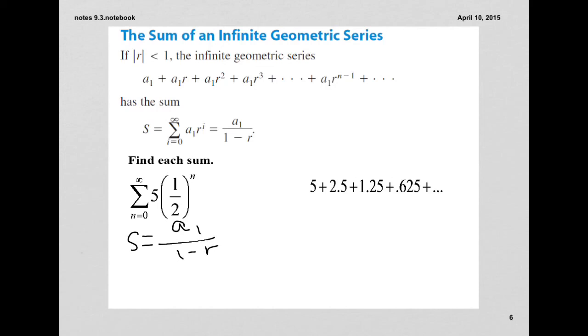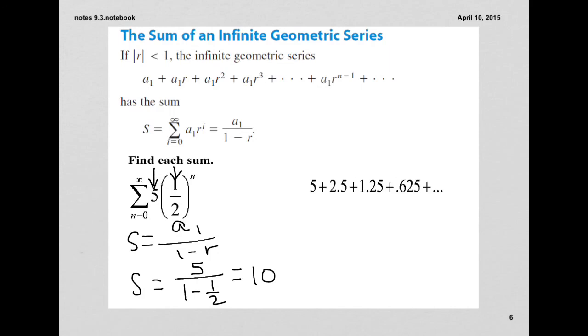Okay, so we plug in everything we know. Our a sub 1 is going to be coming from right here, and our r comes from here. So s equals 5 over 1 minus 1/2. Okay, we plug that into our calculator and we get 10. So our sum for that is 10.